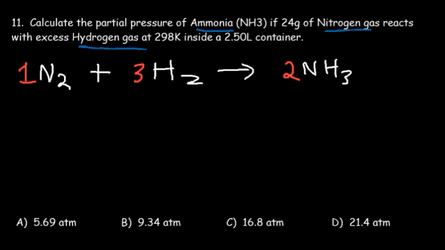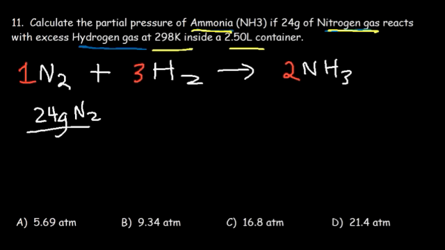Now, our goal is to find the partial pressure of NH3. We have the temperature and the volume. What we need is the moles of NH3, but we have the grams of a different substance, N2. So we need to convert grams of nitrogen gas into moles of NH3. So let's start with 24 grams of N2 over 1. To convert from grams to moles, you need to use the molar mass found on a periodic table. The molar mass of nitrogen is about 14.01. So for 2 nitrogen atoms, it's going to be about 28.02 grams per 1 mole of nitrogen gas.